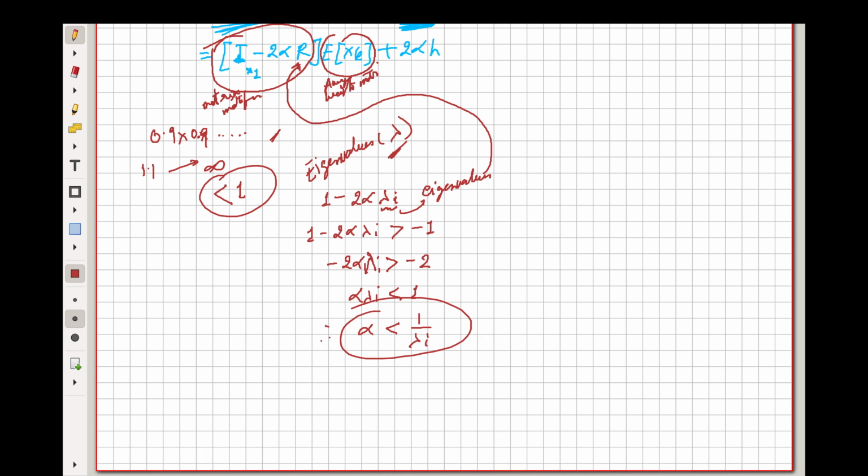You may have seen this previously in one of the videos. To guarantee that this condition holds true for every single axis of our data, our learning rate alpha has to be smaller than 1 divided by the largest eigenvalue of our matrix, that is lambda max. So this is a beautiful convergence theory.